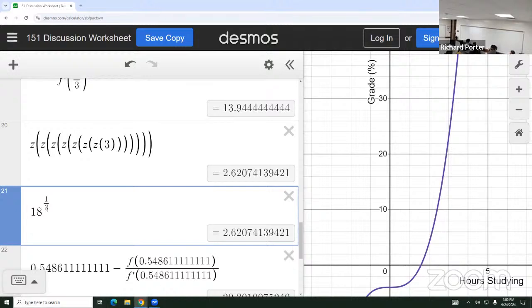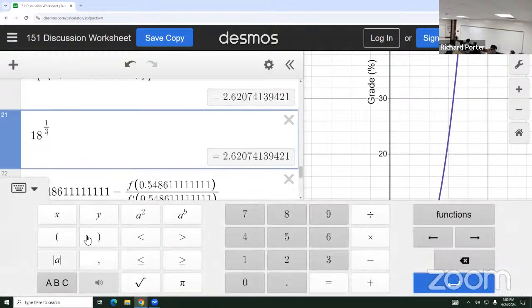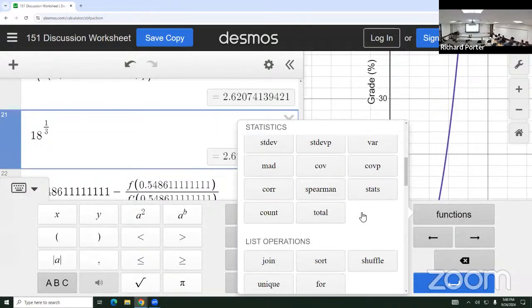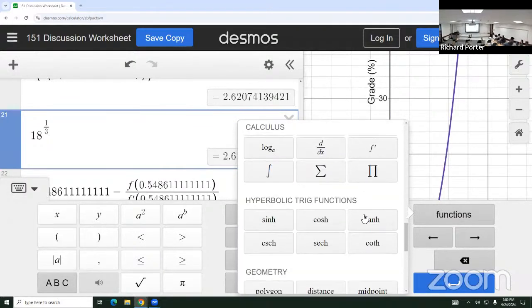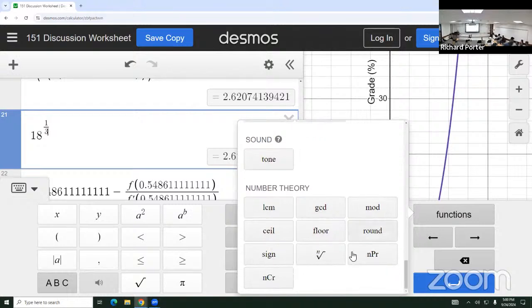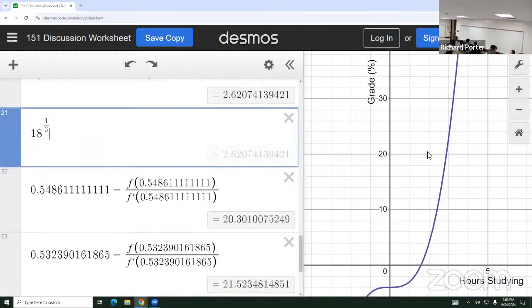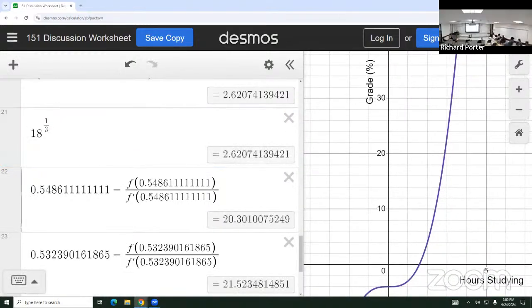Or you could actually even get the, I'm sure there's a cubed root button here, isn't there? Is cubed root one of the things? Nth root. What's it in? Anyway, are we okay with that? So that's all I have to do.